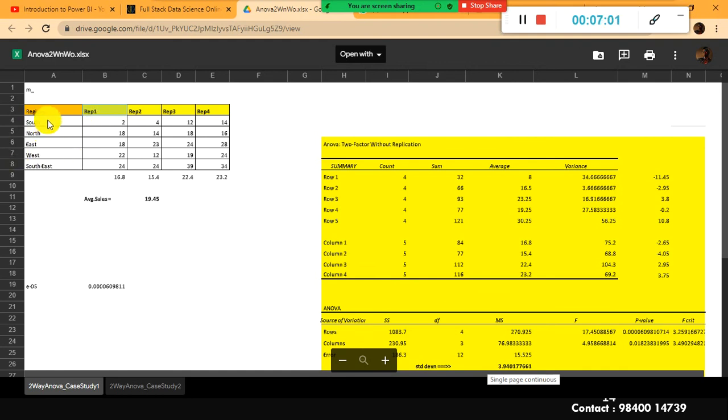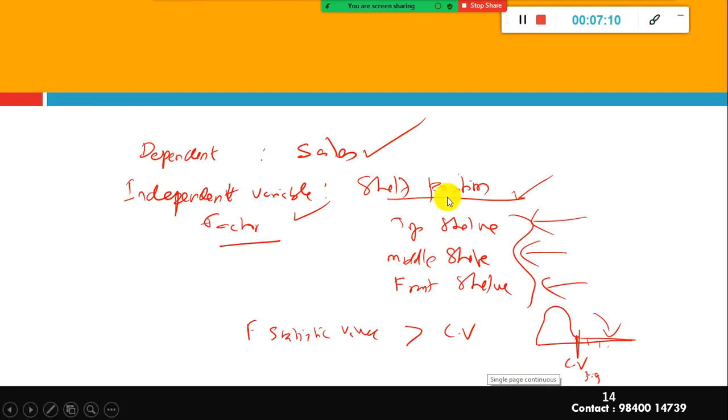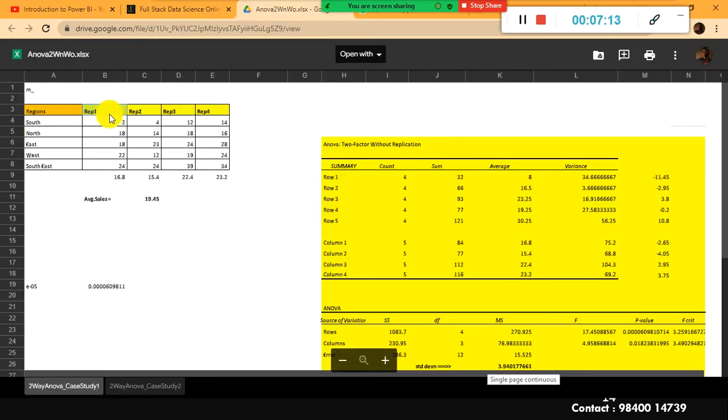So we have two factors. Factor one is region, and the other factor is salesperson. In the previous case, we had only one factor, but here we have salesperson and region. What if I have two factors to test their influence on my dependent variable? The dependent variable is sales.